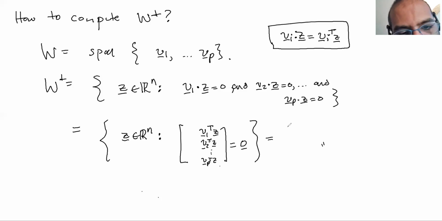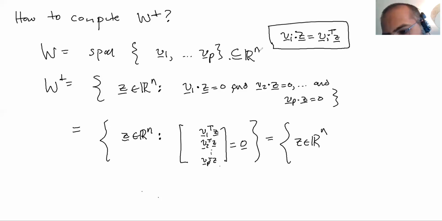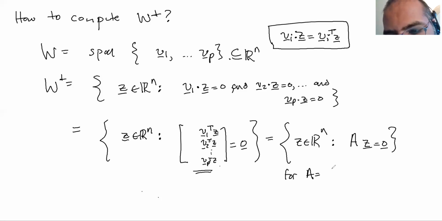Now we can write that in matrix form. That's the set of all Z in Rn, of course, these have to live in Rn for this to make sense, such that I now go back to my high school interpretation of matrix vector multiplication and observe that this vector with these stacked components is actually just A times Z equals 0, for A the matrix whose rows are U1 transpose up to UP transpose.